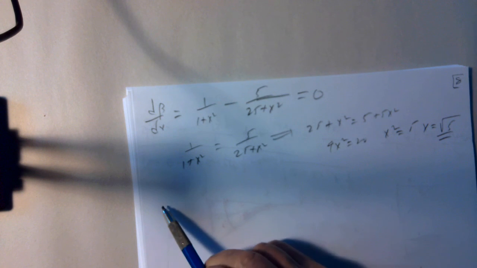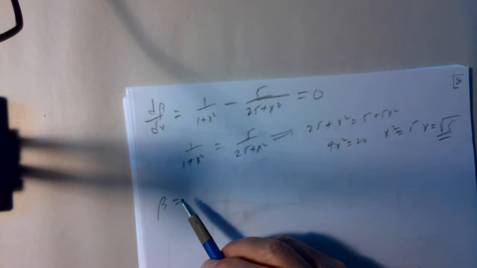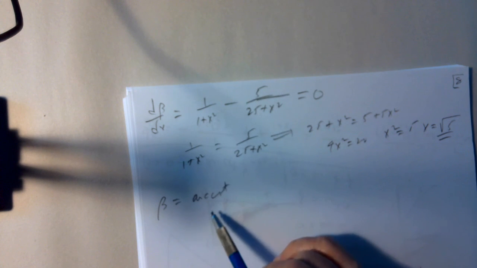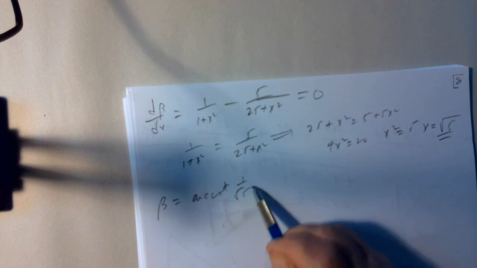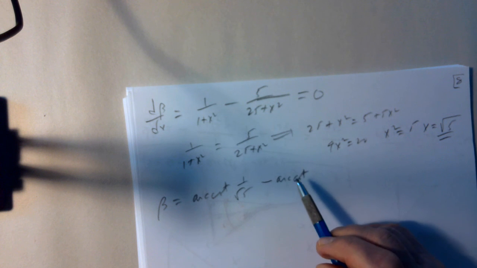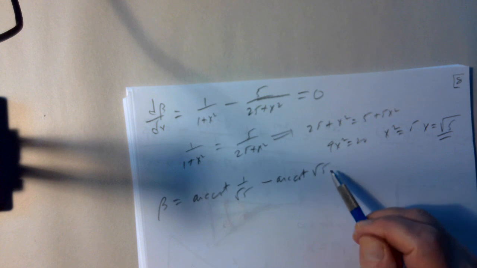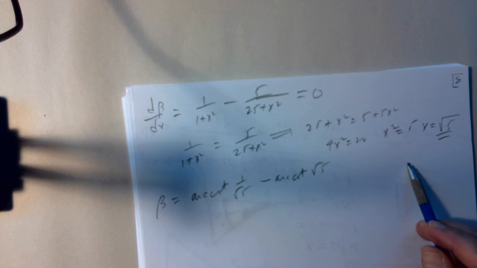And beta, the maximum angle you get, is the arc cotangent of square root of 5 over 5, which is 1 over the square root of 5, minus the arc cotangent of square root of 5. And one way or another, you can calculate that. Just use your calculator.